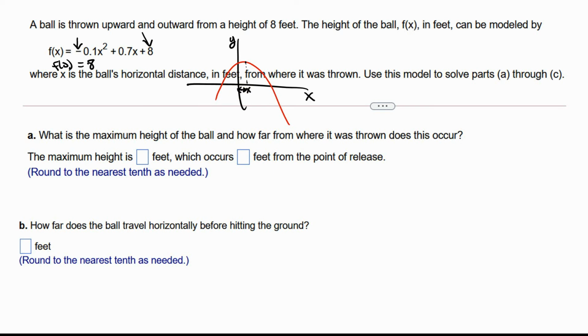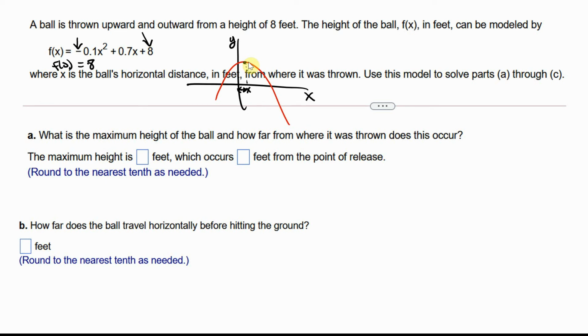Use this model to solve parts A through C. What is the maximum height of the ball and how far from where it was thrown does it occur? Basically, they're asking us to find the vertex value, find that F value for the vertex.